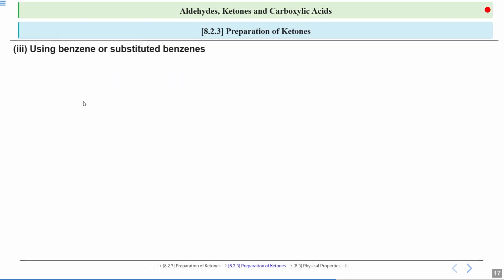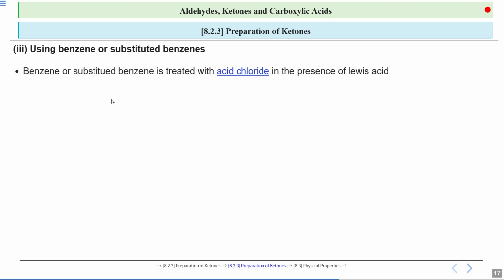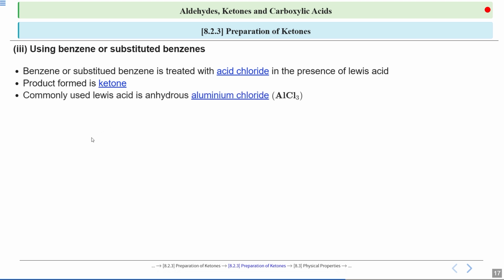Now third, we will see using benzene or substituted benzene. This involves a reaction where benzene is treated with an acid chloride. So benzene or substituted benzene is combined with an acid chloride in the presence of a Lewis acid. A Lewis acid is a compound that can accept an electron pair. The final product which you get is a ketone. The commonly used Lewis acid is anhydrous AlCl3, which is aluminum chloride.